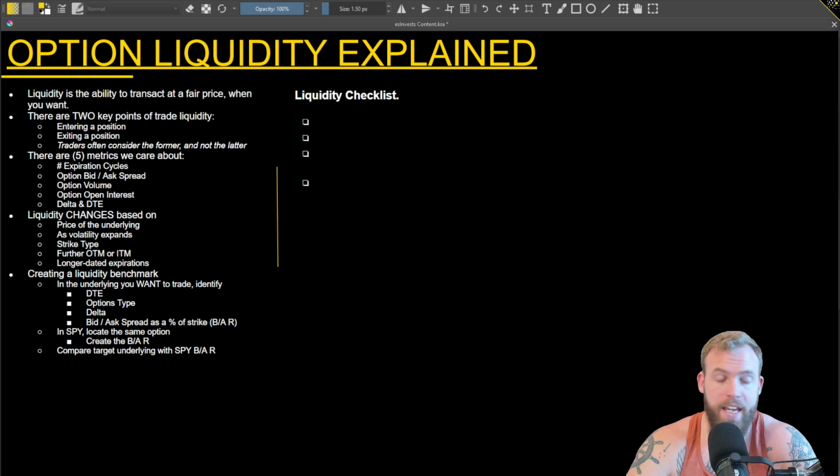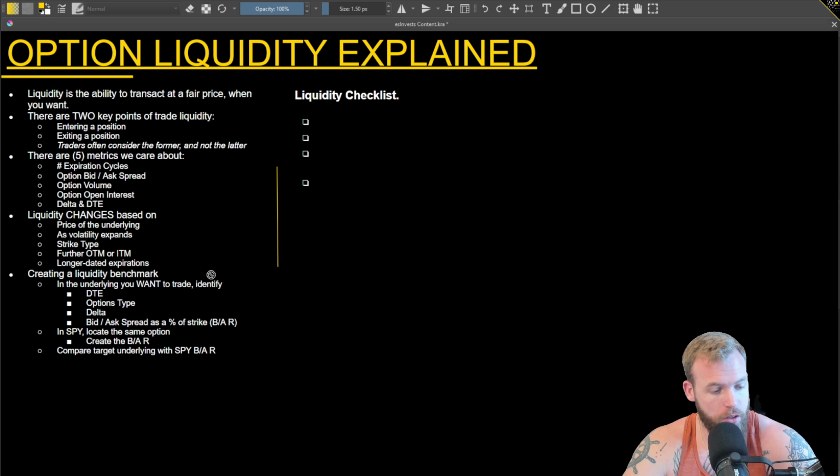You can create a benchmark. What I would do is take a look at the underlying that you want to trade. We need to know the DTE, the delta, and the type of option, whether it's a call or a put. And then we take the bid-ask spread as a percentage of the strike price. This creates a bid-ask ratio. I'll show you what it looks like. And then find the same option in SPY and compare it.